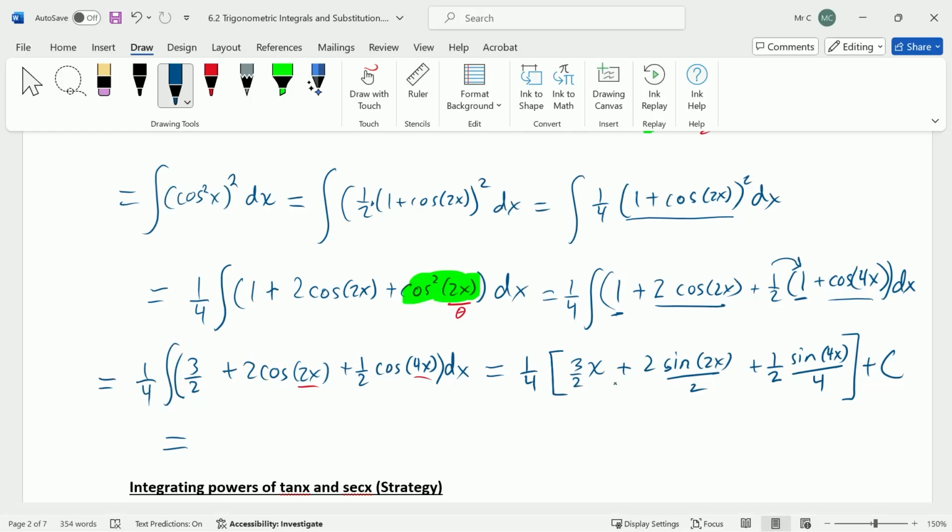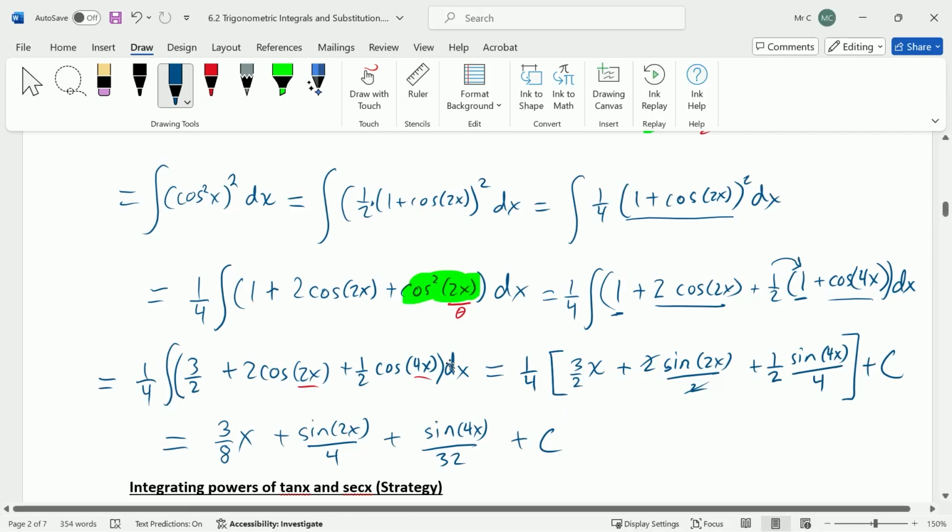Now I'll go ahead and distribute that 1/4 and simplify everything a little. First I can clean this up. 2 over 2 is just 1. So this becomes 3/8 x plus sine of 2x over 4. This would be 1/2 times 1/4. That's 1/8 times 1/4. It's 1 over 32. So sine of 4x over 32 plus c. Okay, so that's it for that one.